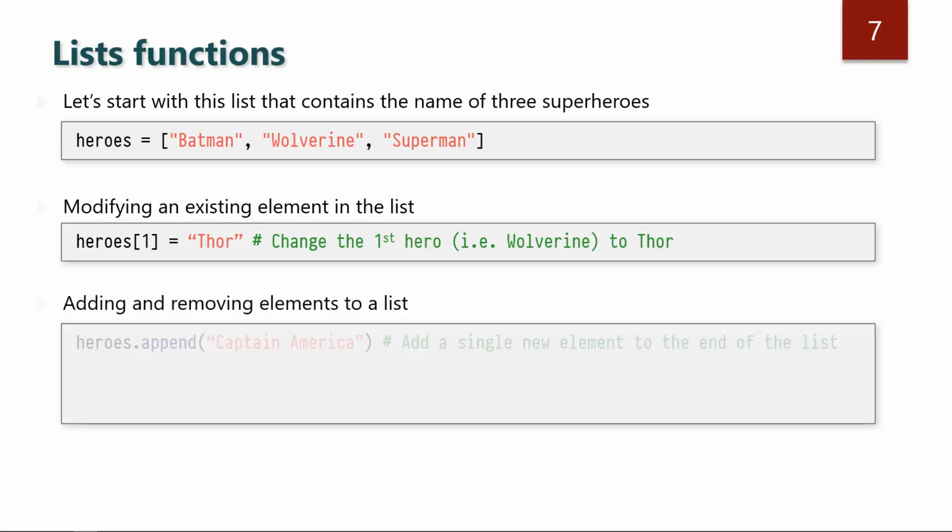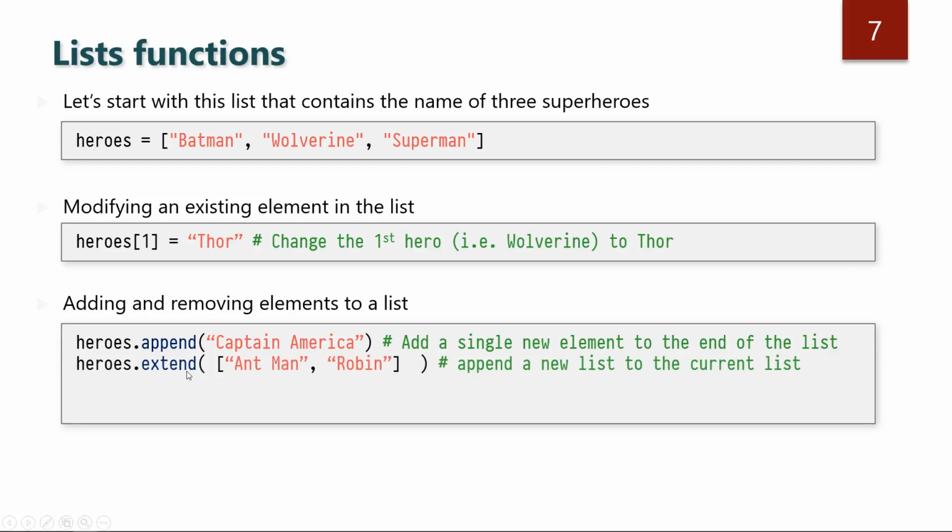Adding or removing elements to a list. So if you have a list heroes and you say .append, this is a command that was defined for anything that has the data type list. So you need a list first, and then you say dot, and then append. Then we give it a new item, and this item will be appended to the end of the list. So at this point, if I say print heroes and I execute the program, then it will give me Thor, Wolverine, Superman, and Captain America at the end. So append means add a new element at the end.